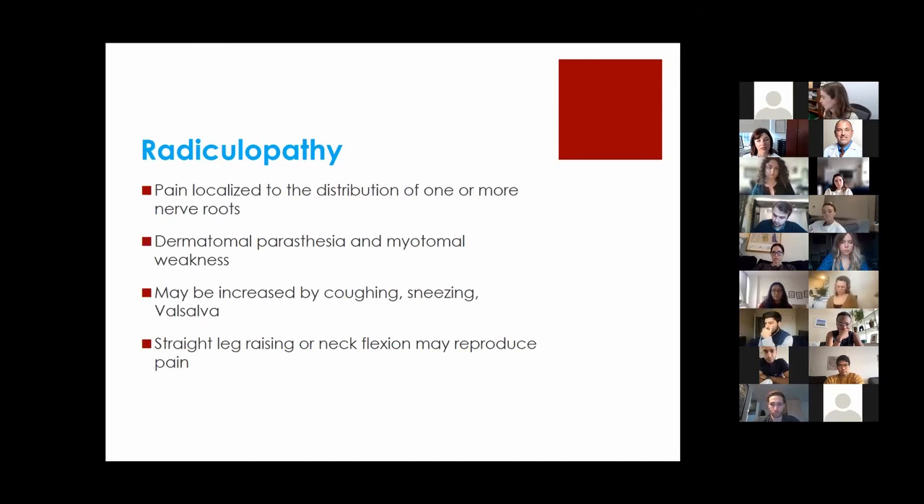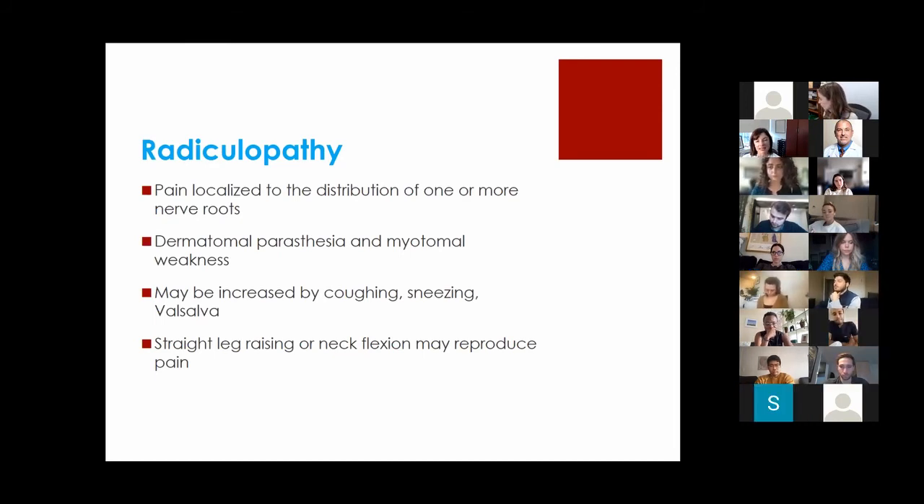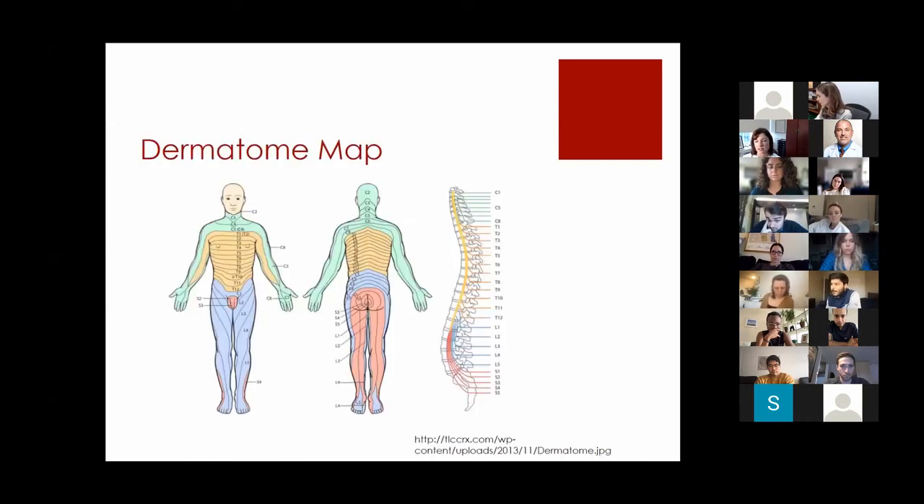Moving along to radiculopathy. This is something you've definitely seen. Some of you may have experienced it. Very common. This is basically pathology localized to the nerve roots, and the sensory and motor findings will follow along those nerve roots, sometimes triggered by anything that increases your intrathoracic pressure. Any maneuvers that we do, like straight leg raise, are just trying to stretch the nerve roots a little bit to see if it triggers the symptoms.